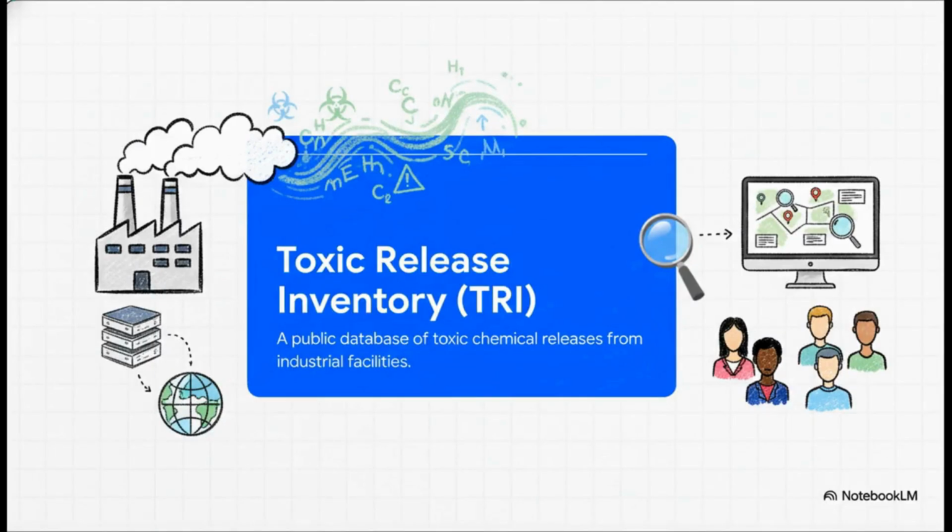So what is the Toxic Release Inventory at its heart? It's basically a public database, and that's huge. It means you, me, anyone with an internet connection can look up information on chemical releases from facilities in our own neighborhoods. It's a really powerful tool for community awareness.